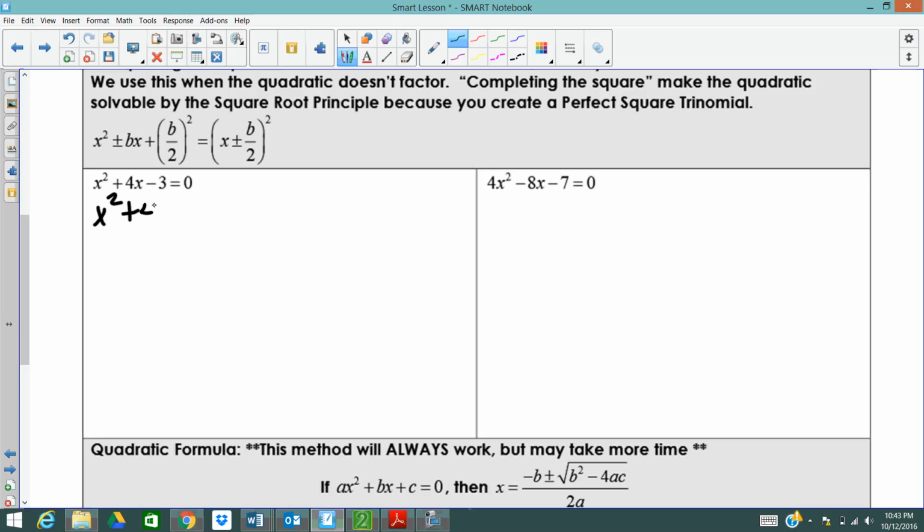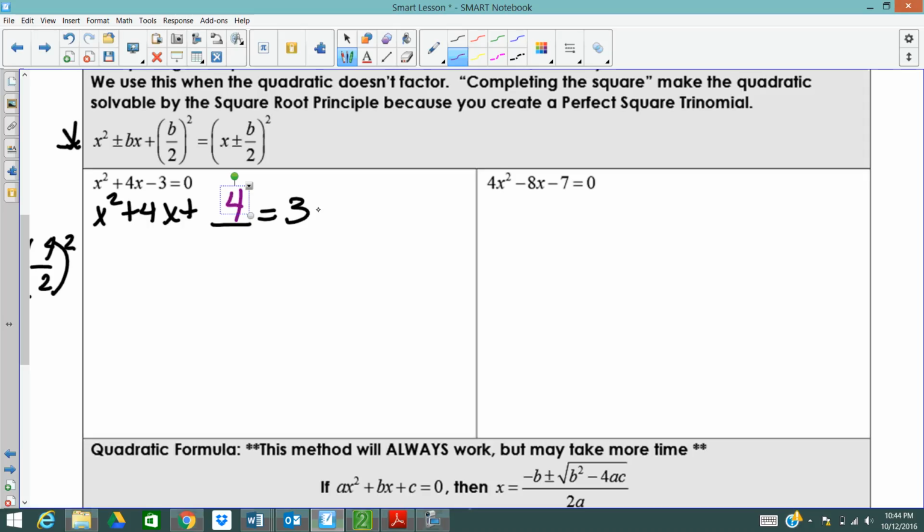So x squared plus 4x plus something is going to give me 3. Now, that something is going to be very important. So if you look at the example up above, my 4 is my b value. How I figure out what I need to add is I'm going to take b, so 4, divide it by 2, and then square it. So I'm going to take my middle term, my b, divide it by 2, and then square it, and that's what I'm going to add to both sides. So 4 divided by 2 is 2, 2 squared is 4, so 4 is what I'm going to add.